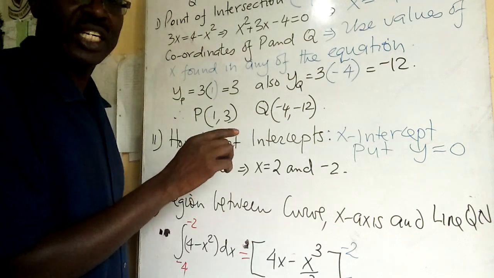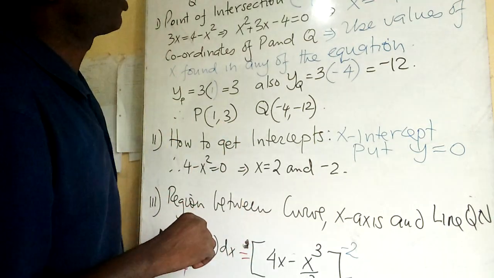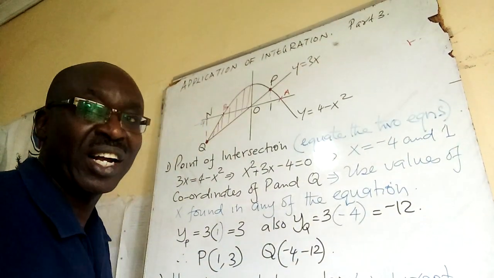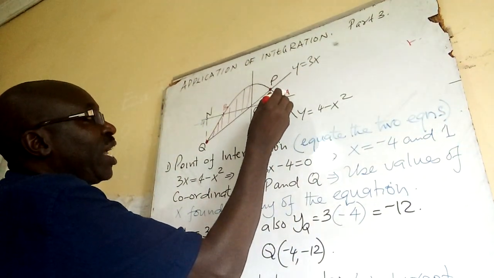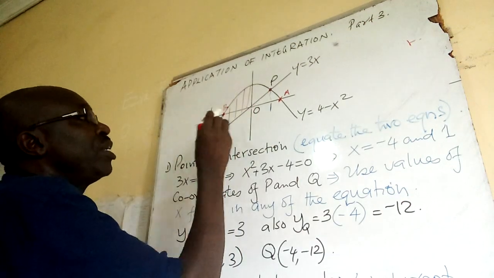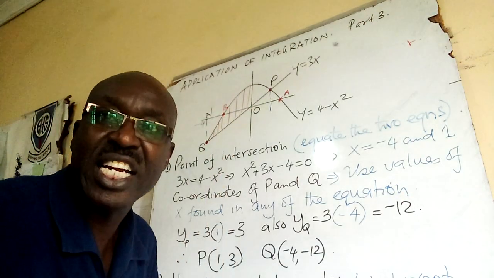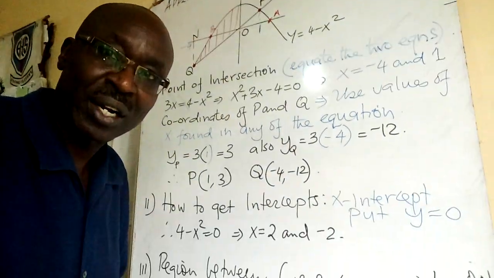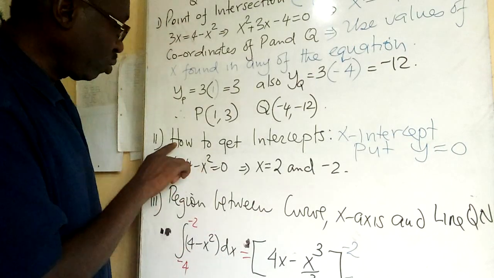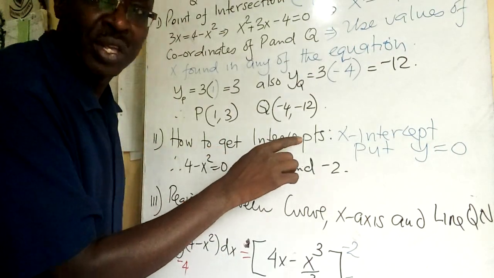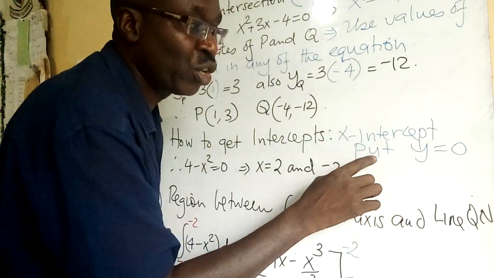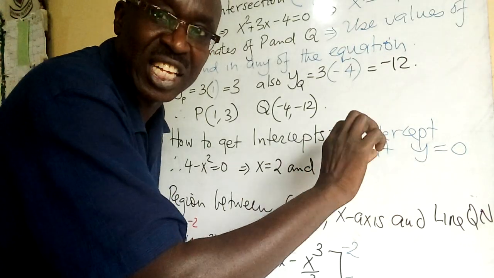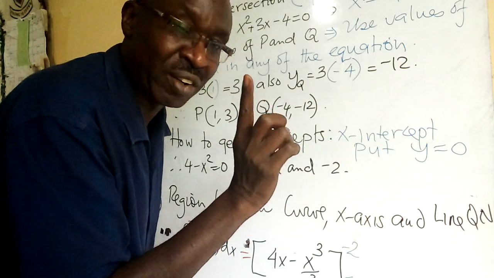How do you get intercepts? Again we go back, check. I've put this point as A and this point as B. So those are the x-intercepts I want. Just get the points. Go back. How to get the intercept? If I want the x-intercept, you put y is equal to 0. So you will reverse this and complete it for yourself.